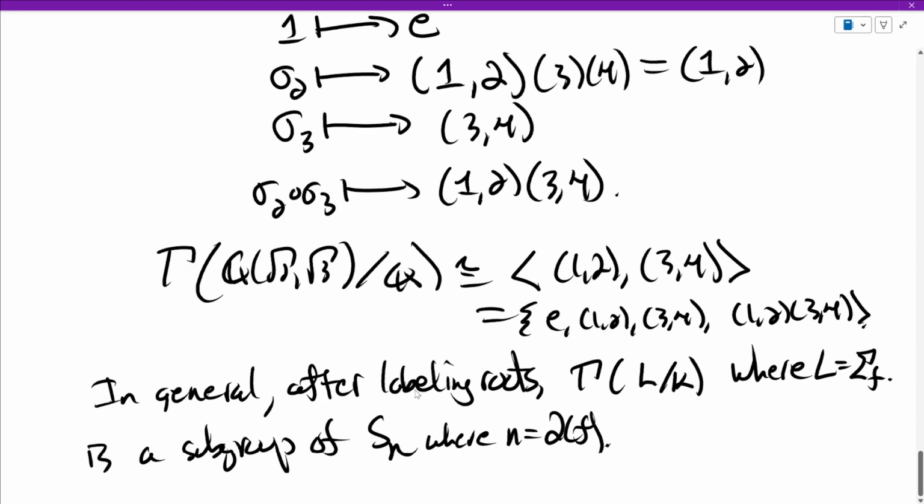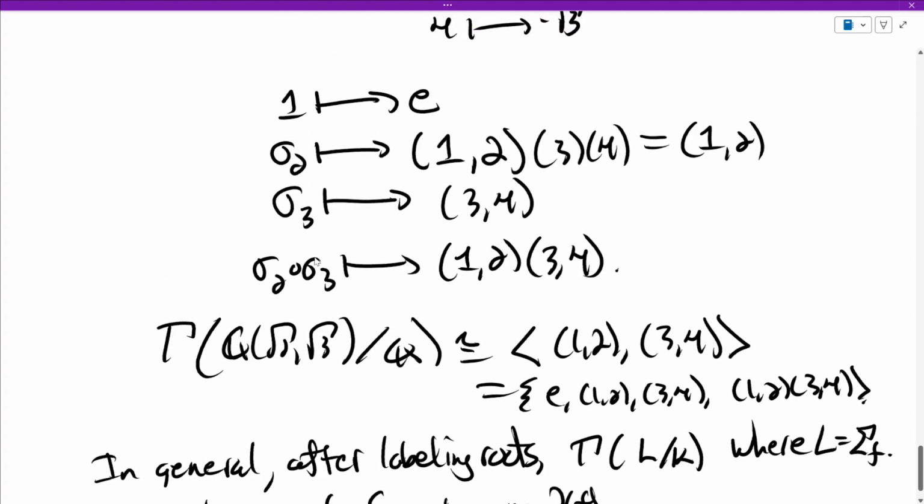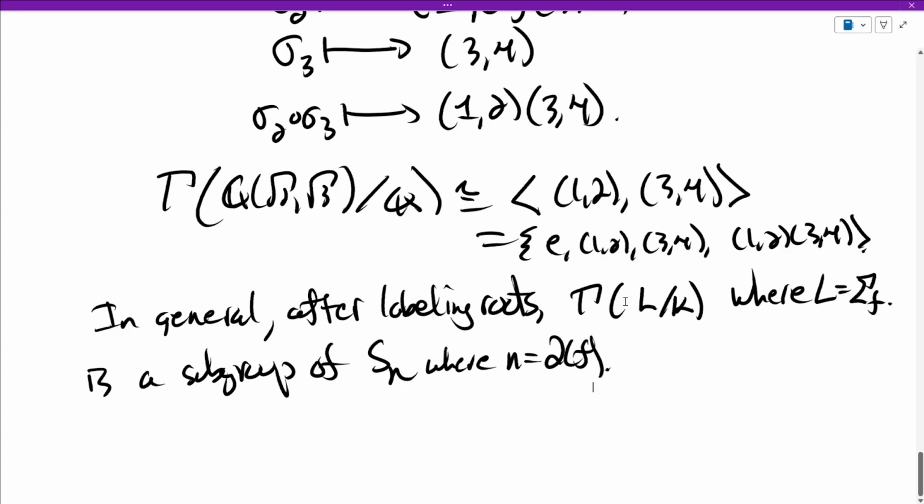So we'll often do this. We'll often implicitly identify our Galois group as a subgroup of some symmetric group, and we'll just pick a random labeling usually. We'll say what the labeling is, but there's no rhyme or reason behind it usually. All right, so a quick aside on that.